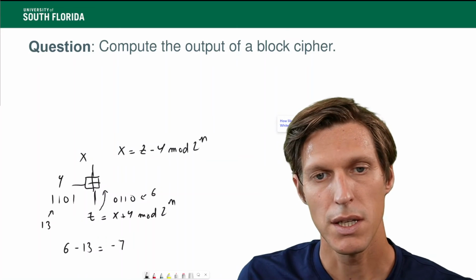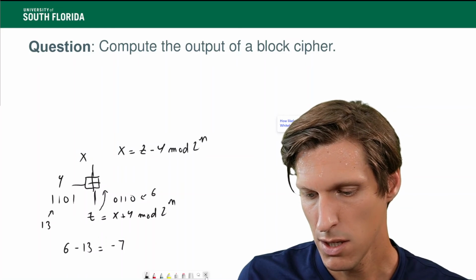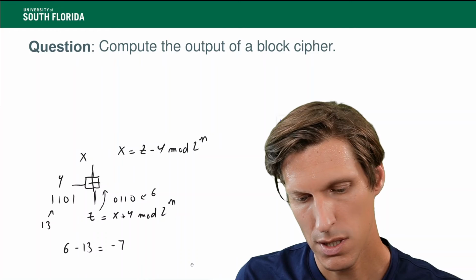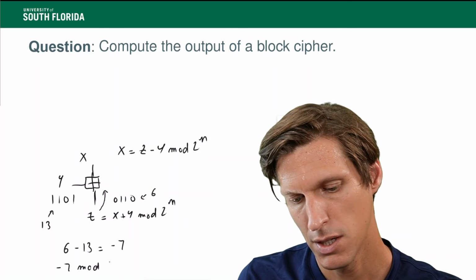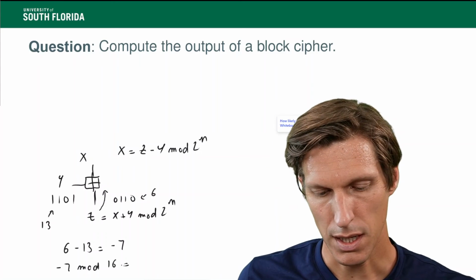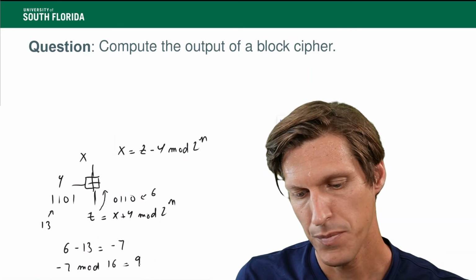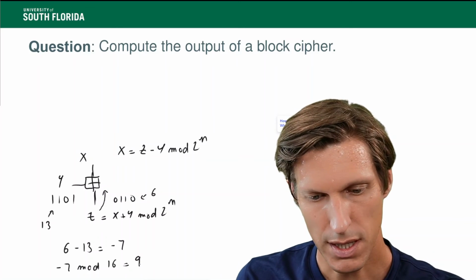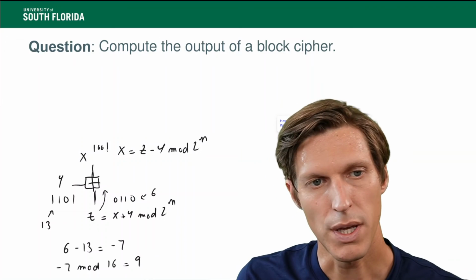Now, of course, the answer is not minus 7. You're not going to decompose that. Instead, we're going to reduce this. So minus 7 mod 2 to the n. Here it's 16. And so minus 7 mod 16 is 9. And so we retrieve exactly the 1001 that we had previously.